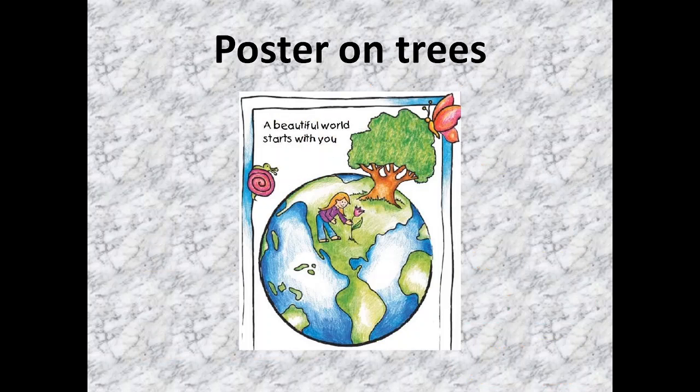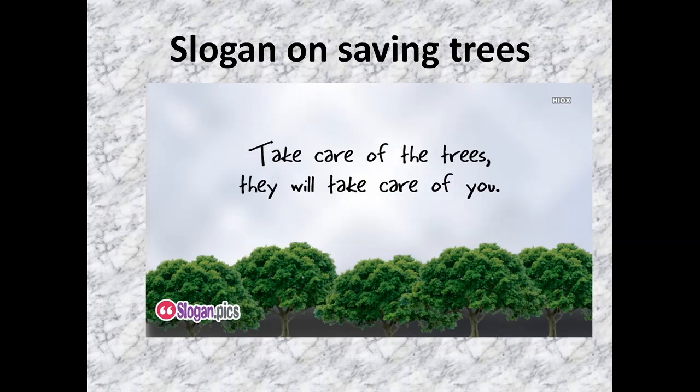And then I will just present a poster which is done by a child. So this is a poster related to the saving of trees. Here a girl is saying like this: a beautiful world starts with you. She is talking to the plant and saying like this. So that means she has a concern towards the plants. So children will develop that concern by looking at this poster.